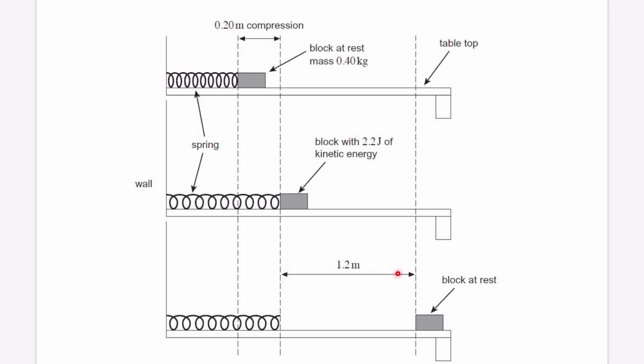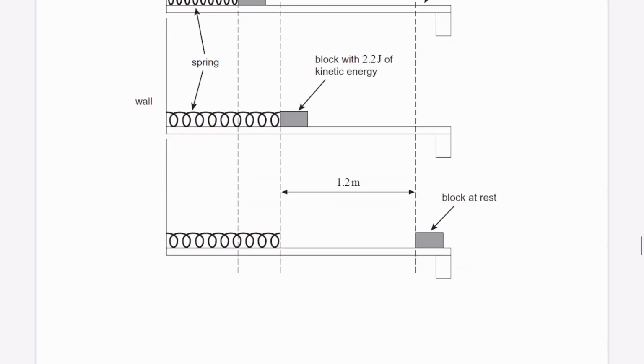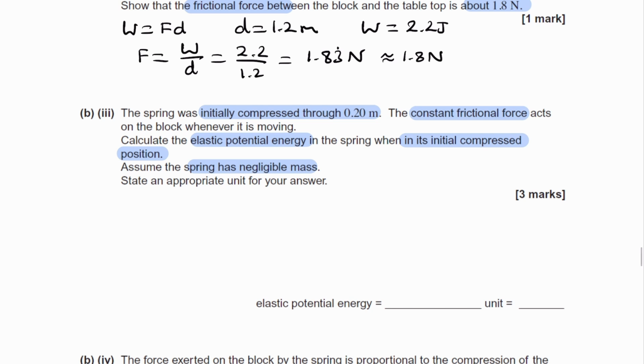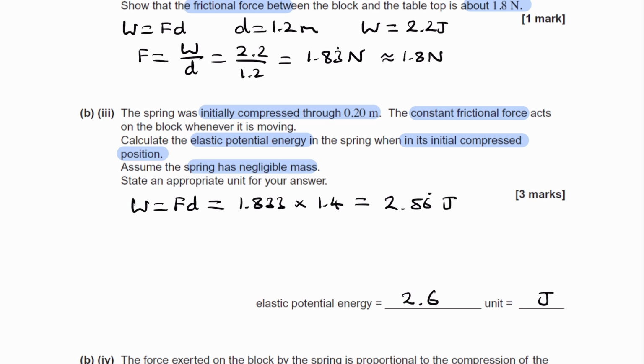Not just the 1.2, you have to also include the 0.2, as throughout the motion of the block, it's experiencing that frictional force, and that frictional force is consistently taking away energy from the block. So the work done by that frictional force, work done as force times distance, is the 1.833, etc., multiplied by the total distance of 1.4, which gives us an energy of 2.56 recurring. So that would be 2.6, its energy, so the units would be joules. So again, all of the initial elastic potential energy gets dissipated as heat because of the work done due to friction.